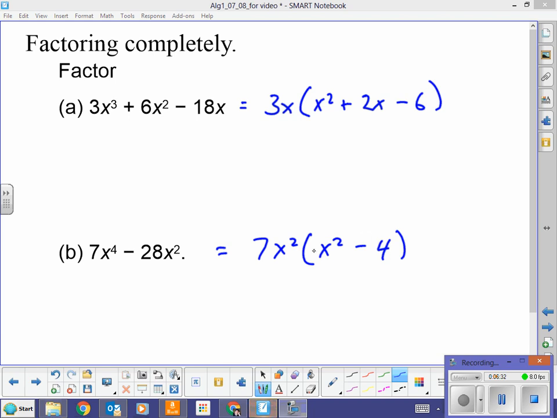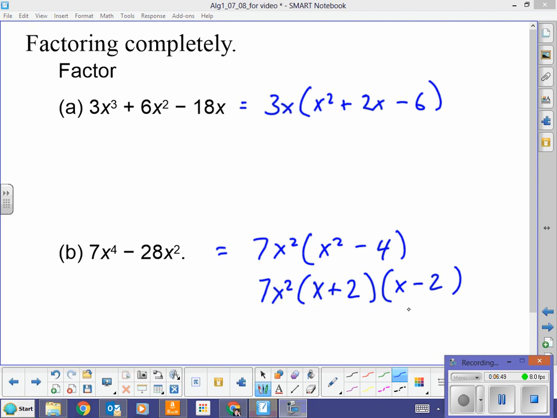Now this is a difference of 2 squares here. So if I factor this, now here's the important part. You have to remember to always include that first GCF whenever you do any factoring for your final factored form. And of course, this is going to be x plus 2 times x minus 2.